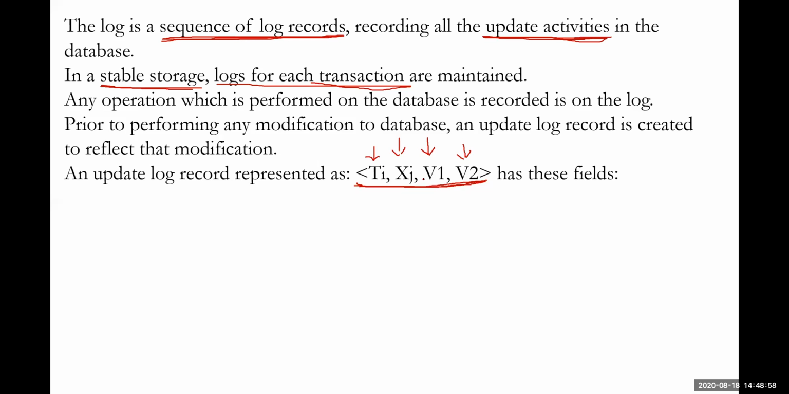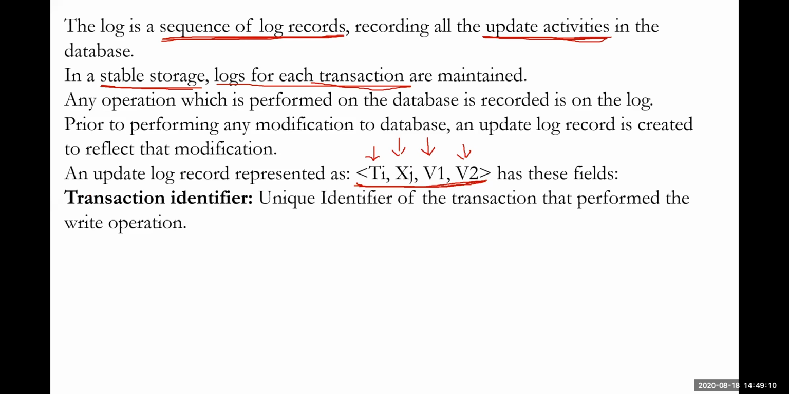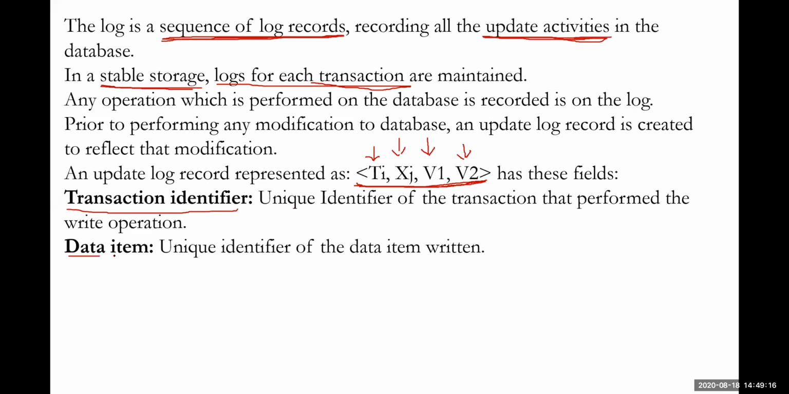Okay, if you want to update, if any failure occurs, you need to have both values: what is the old value and what is the new value? Both will be taken into consideration for identification. Look at this. The first item is a transaction identifier, and the second item is a data item. What exactly did you do, and on which item?